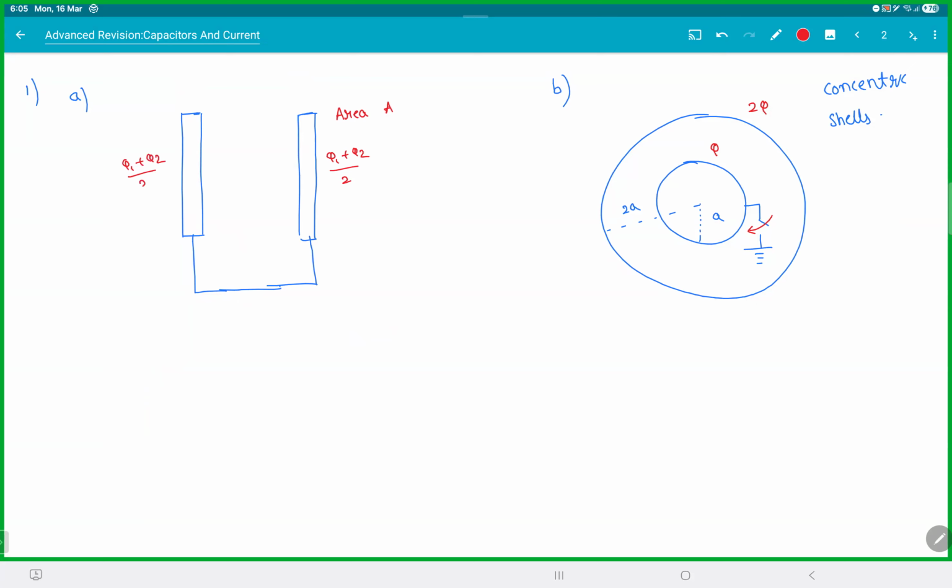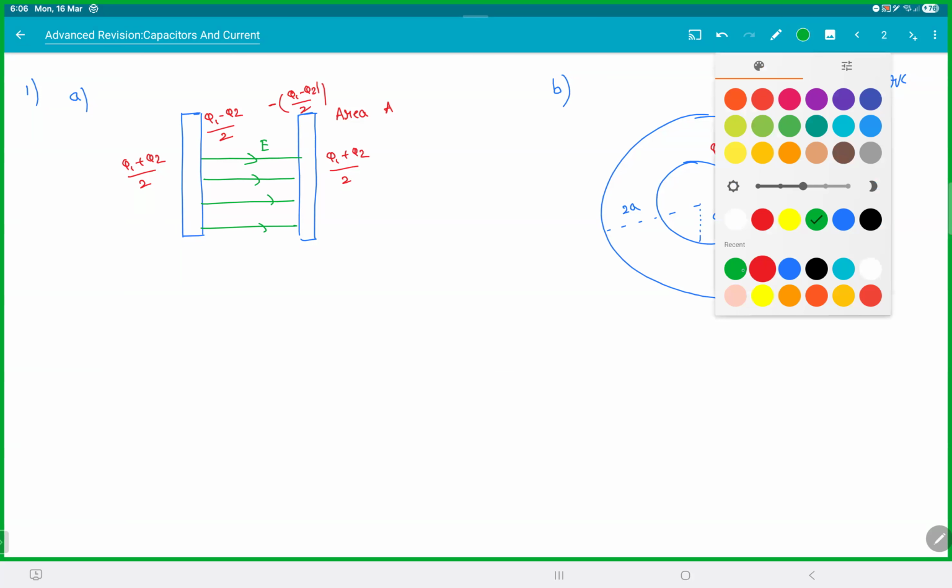This is before the switch is closed. Here the charges will be (Q1 minus Q2) by 2, and this is minus (Q1 minus Q2) by 2. Now ask yourself, who is creating the potential difference between these two plates? This electric field is responsible for the potential difference between the plates, and this field is created by the charge (Q1 minus Q2) by 2.